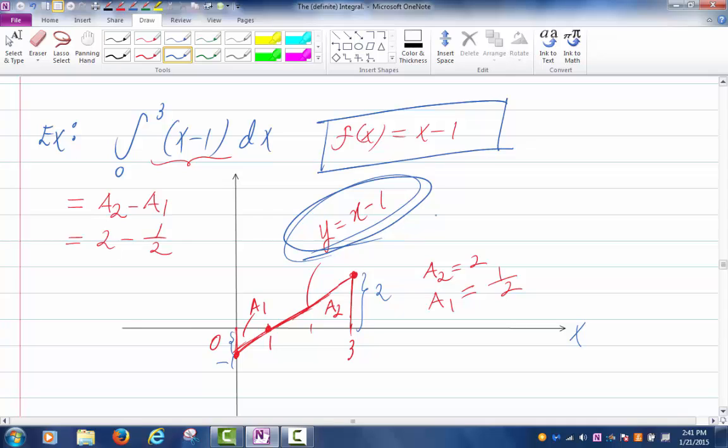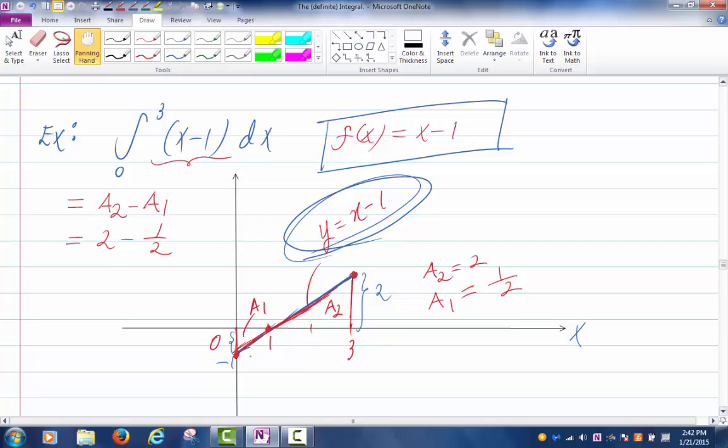So the graph of the function is a straight line. And that straight line is this line that I have drawn here. So I drew the graph of the integrand between 0 and 3. Why is it 0 and 3? Because the integral goes from 0 to 3. And then I look at the area between the graph of the integrand and the x-axis, and I see that there are two areas, right? A1 and A2. A1 is below the x-axis, A2 is above the x-axis. So what's the net area? The net area is A2 minus A1, right?